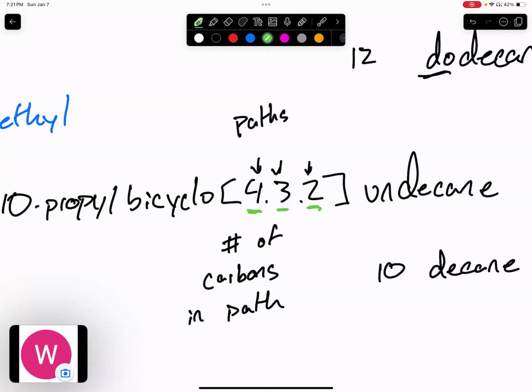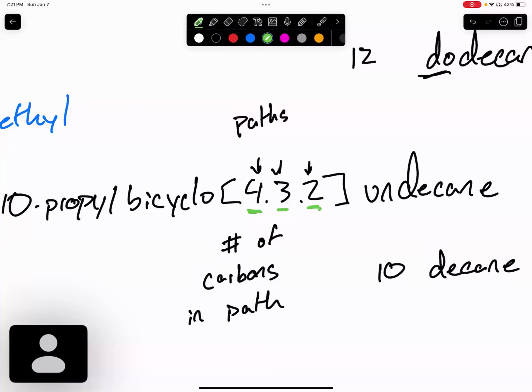All right, so I believe this is basically all the topics. You guys know how to draw chair conformations. Don't forget to label your chair conformations, by the way. You always have to label your chair conformations.